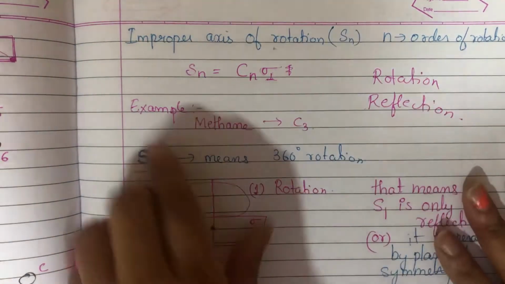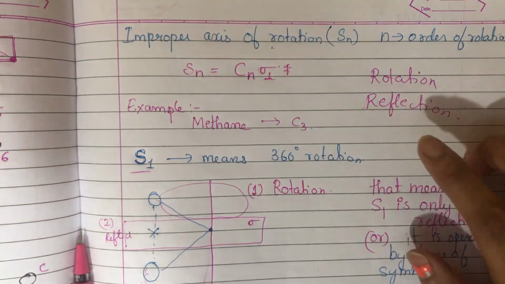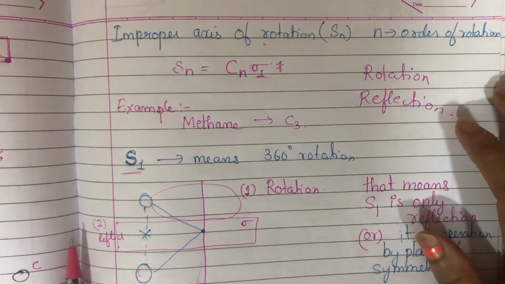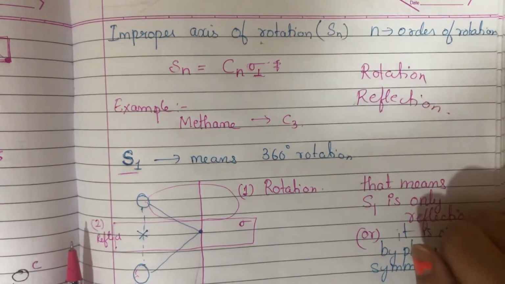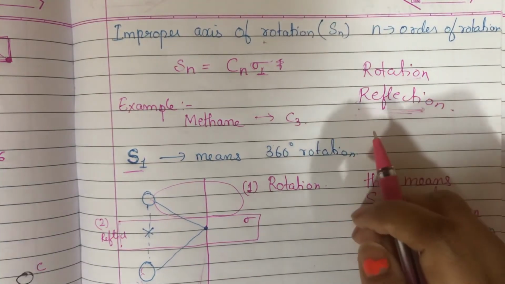If you want to define an improper axis of rotation, we would consider it as a symmetry operation, one of the symmetry operations, which consists of two operations: one is rotation and the other is reflection.